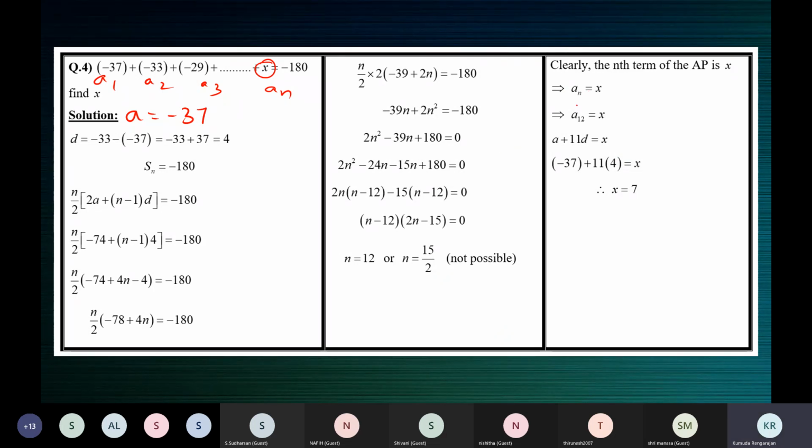Now we know N is 12. So the 12th term is X. Earlier we did not know N, so X was the nth term. But now we know N is 12, so the 12th term is X. 12th term means A plus 11D is X. So work and get the value of X.